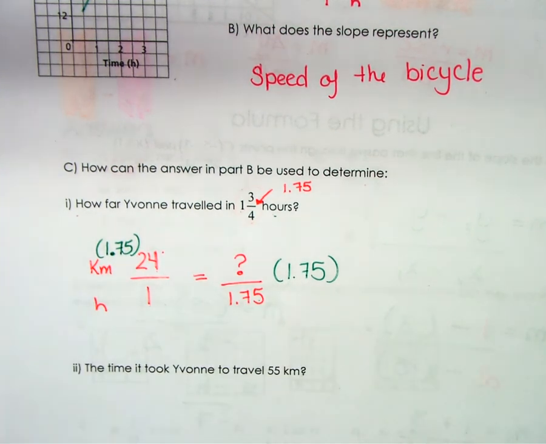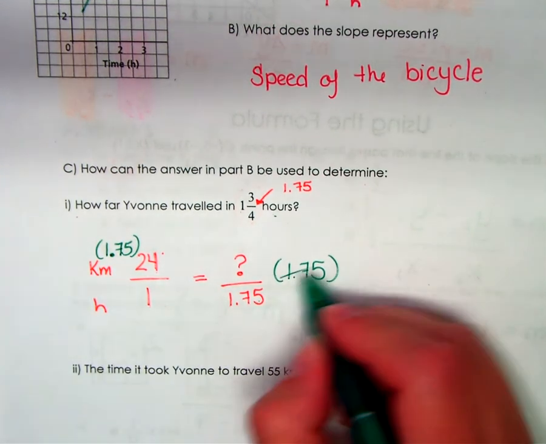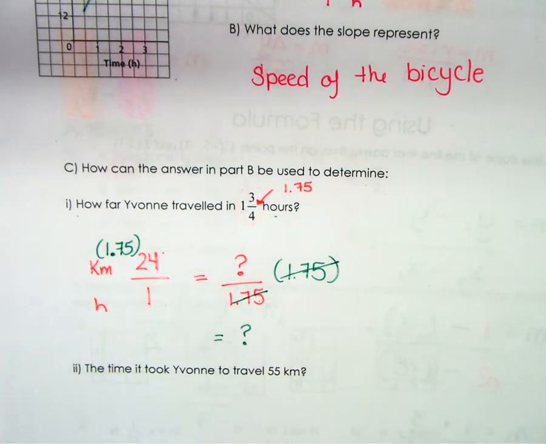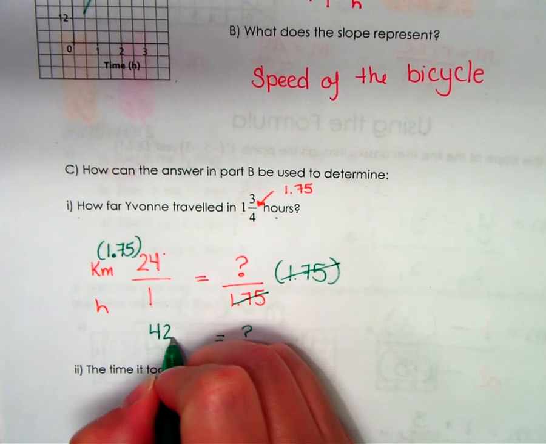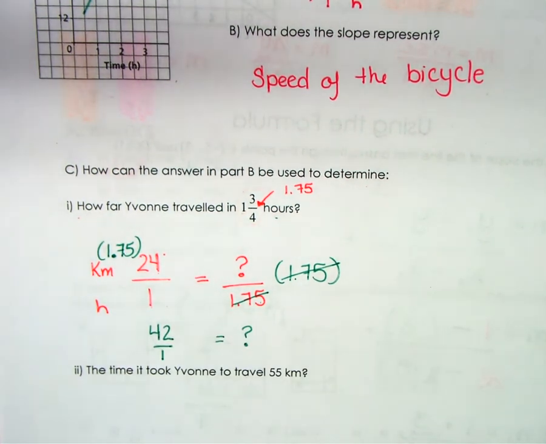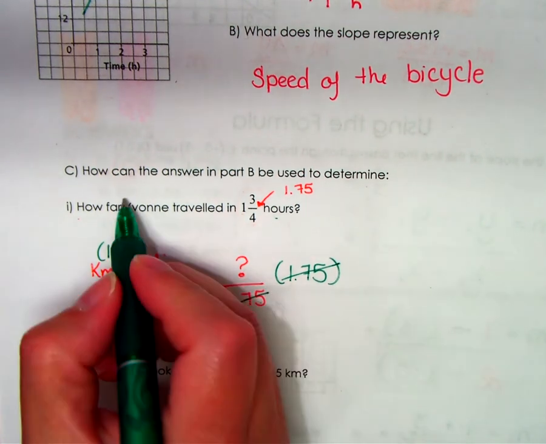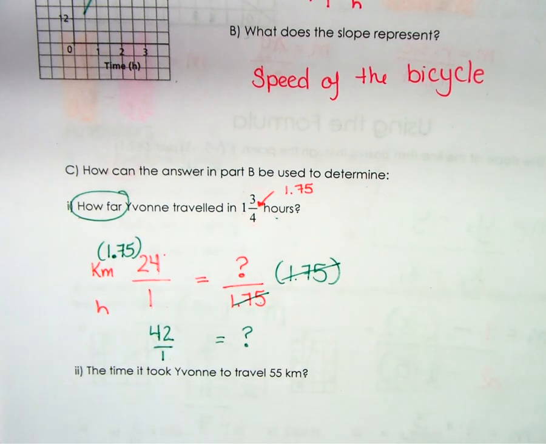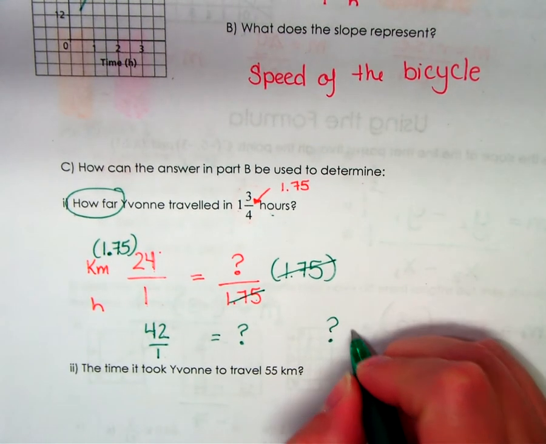All right, grabbing my handy dandy calculator. Those cancel each other out, leaving me with just a question mark on this side. And I'm going to have 24 times 1.75 gives me 42 over 1 hours. So what's 42 divided by 1? Should still be 42. So my question mark is 42.